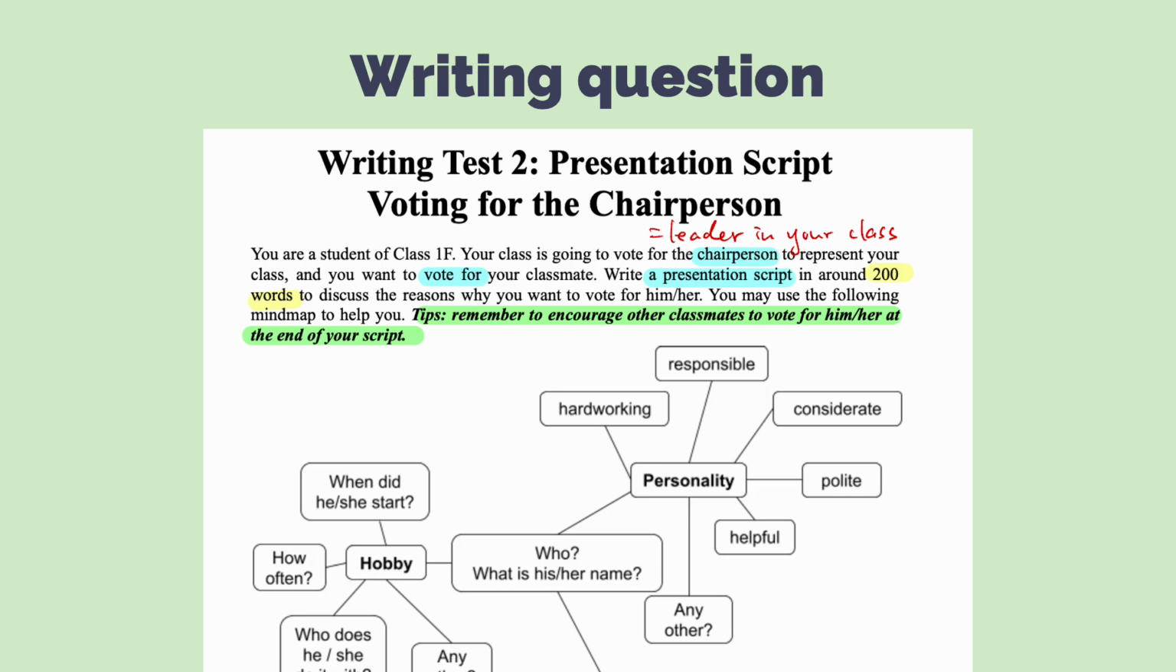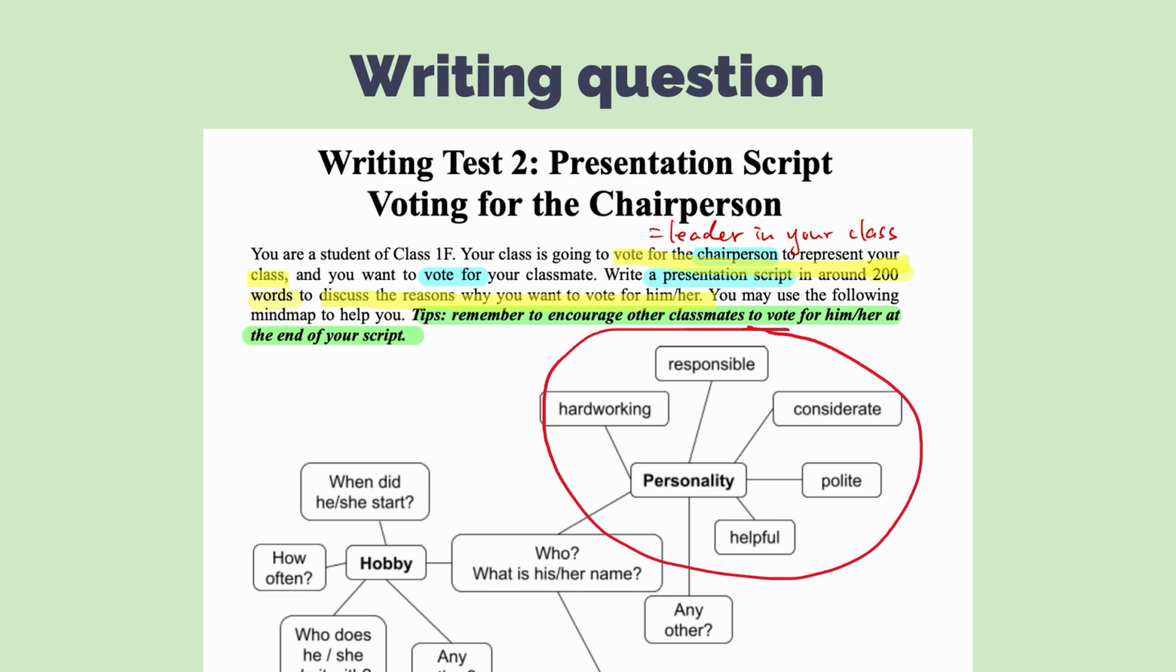After recapping the sentence patterns, now let's move on to take a look at our previous writing question and see how we can apply the sentence pattern in the writing question. In this writing question, you are asked to vote for the chairperson to represent your class. And also, you have to give me the reason why you want to vote for him or her. In other words, we have to describe our classmate in terms of the personality and appearance in this writing question. Also, we have to explain why the classmate is suitable for being the chairperson.